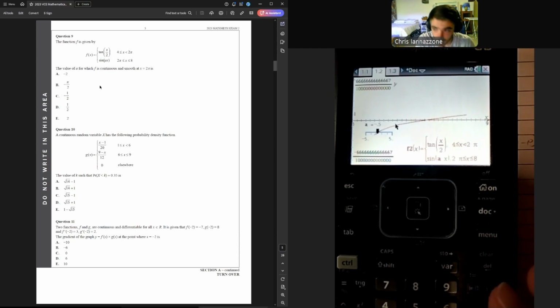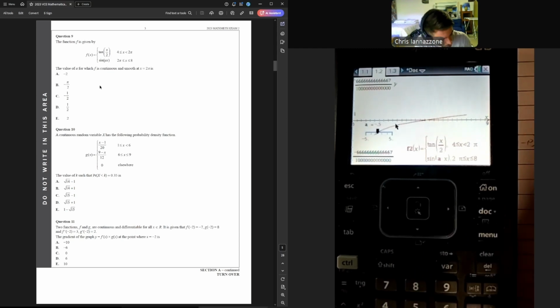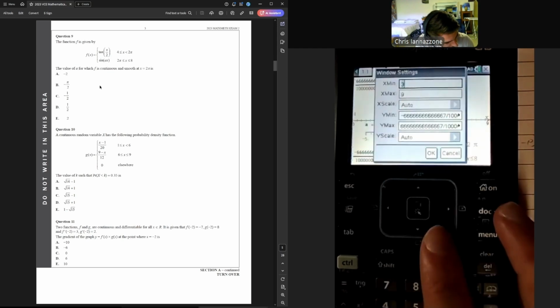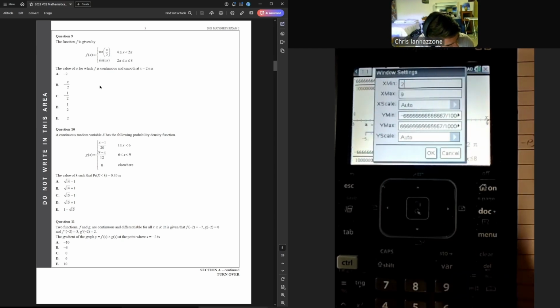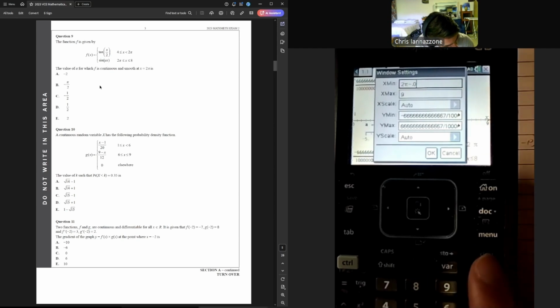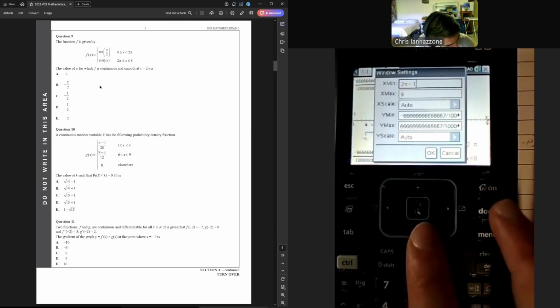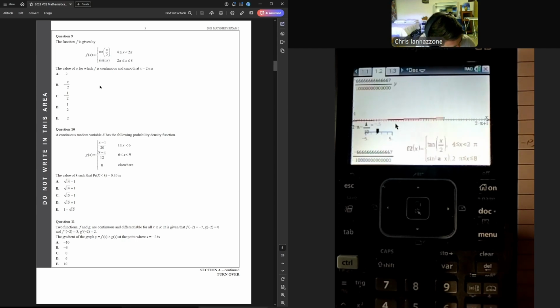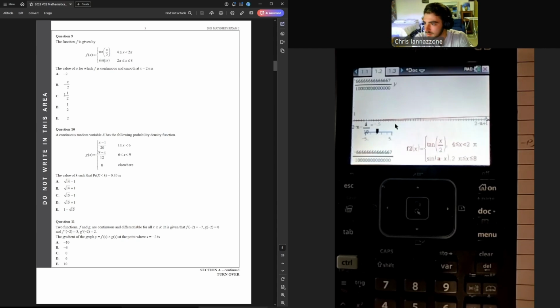So we should really zoom in on that 2 pi spot. So if I do a zoom to get our window settings, I'll do 2 pi minus a small amount. Let's say 2 pi minus 0.1 and 2 pi plus 0.1. And we can really see if that's going to be smooth or not. And that looks pretty smooth to me. So I would go off and say negative a half would be a solution to that.